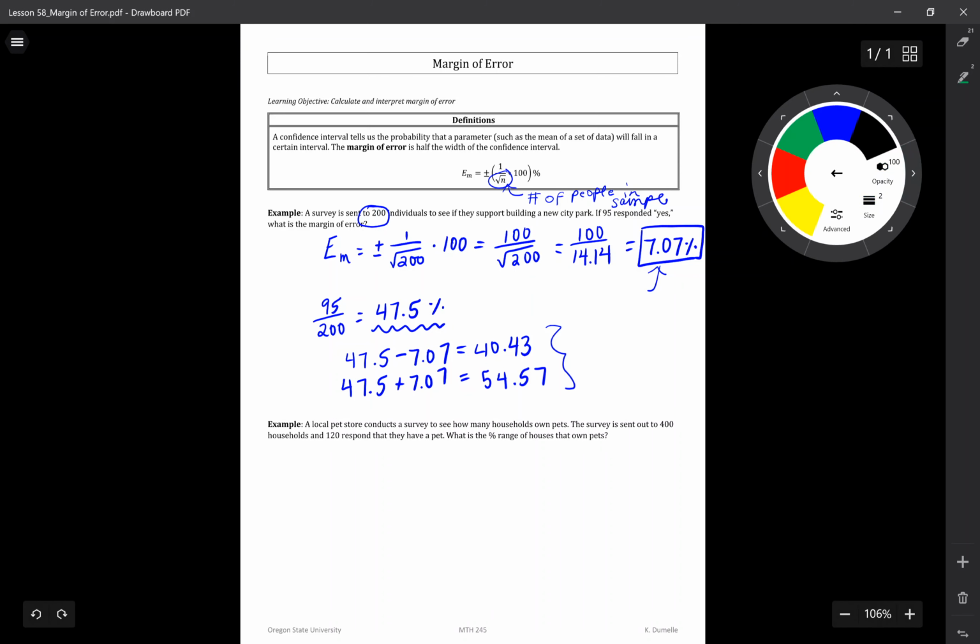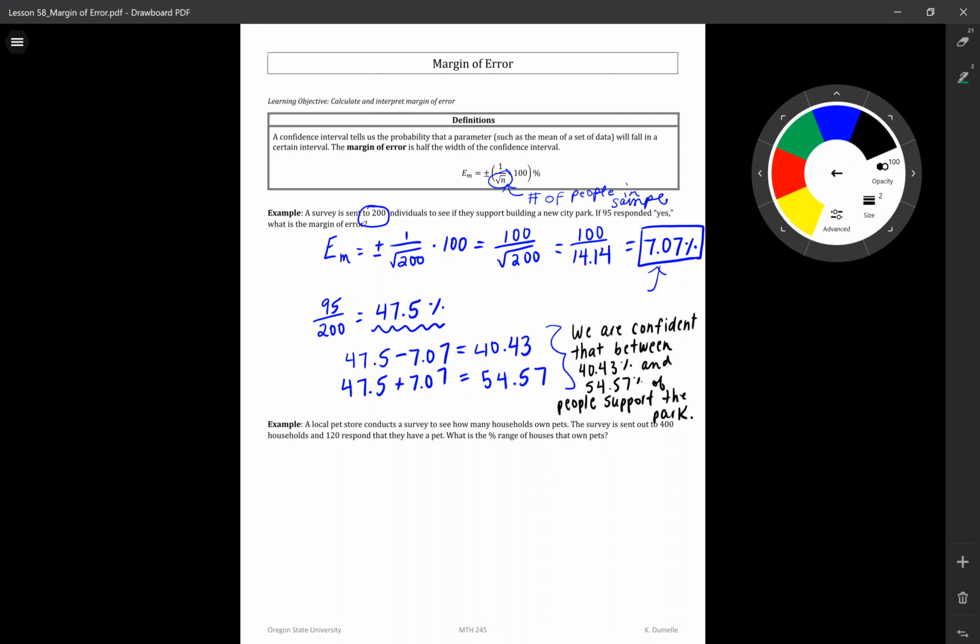So let's write that down. We are confident that between 40.43% and 54.57% of people support the park. So really this margin of error is just giving us a cushion on either side of whatever percentage we find, because we cannot get everybody in a sample.